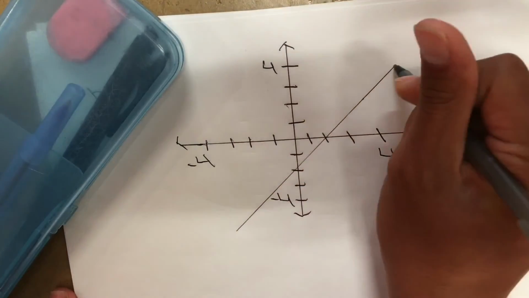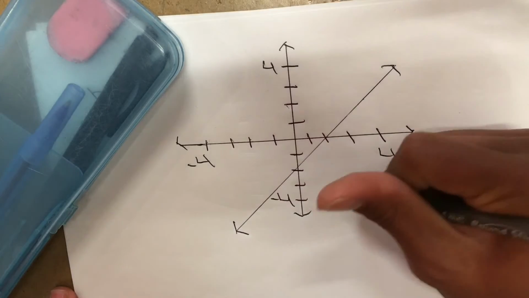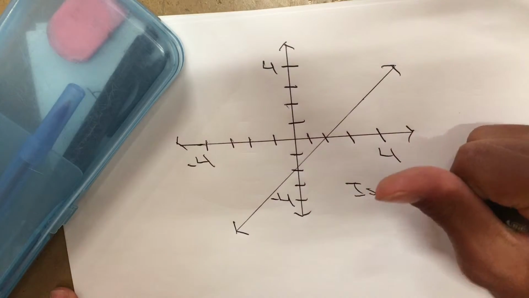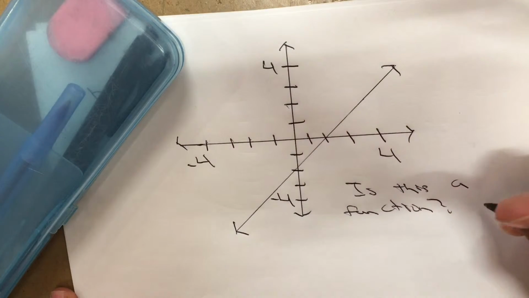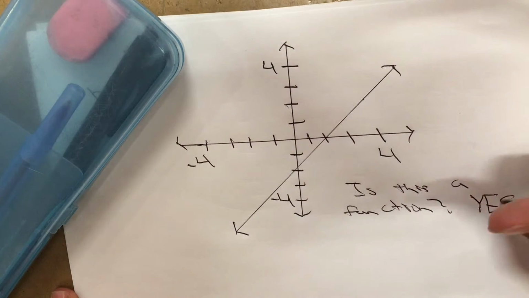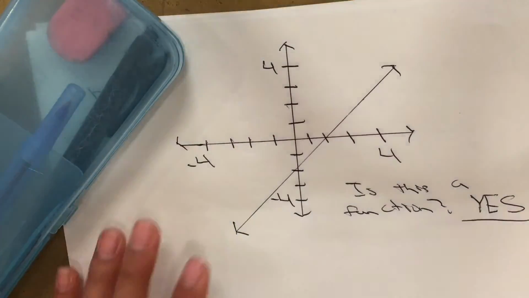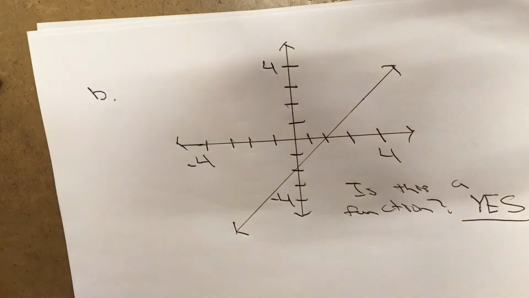For B, we will have a different looking graph. We will be answering again, is this a function? And in this case, it is. We can clearly see that there is only one y value for each x value that is plugged into the function.